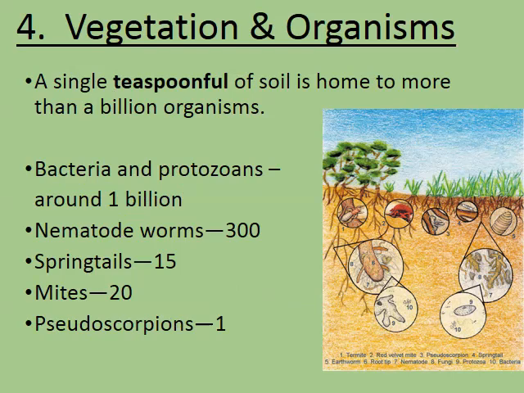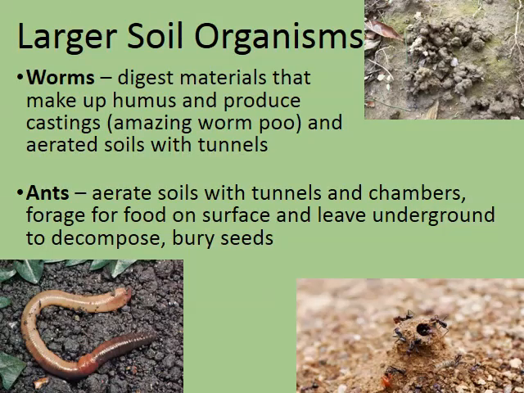Vegetation and organisms is all of the stuff that lives in the soil. If you look at a teaspoonful of soil, there are bacteria, protozoans, nematode worms, springtails, mites, pseudoscorpions, and all different sorts of things that are actually living in it. That's the reason why when we did our experiment with the nitrogen cycle, the stuff in the back that died, we microwaved our soil to make sure we killed all of these organisms. We wanted sterile soil.